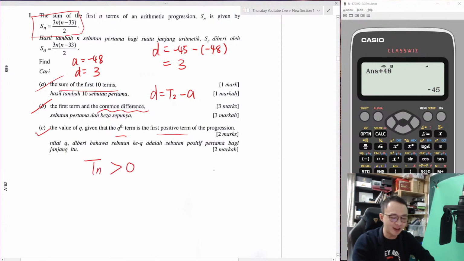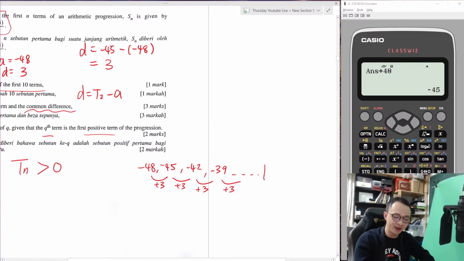So right now my first term is negative 48, right? Then I will plus 3, and the next one is negative 45. I plus 3, I will get negative 42, and then I plus 3, I will get negative 39, and so on. I will keep on plus 3 until a certain term where I will get the first positive value.